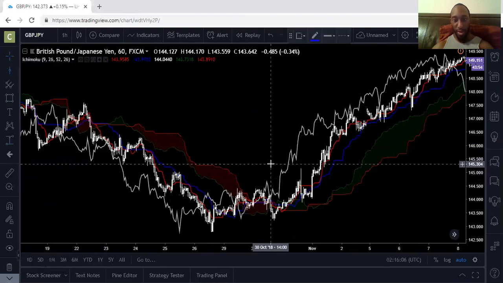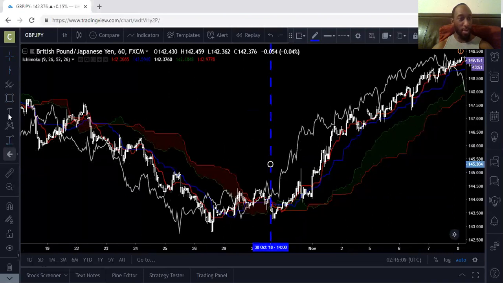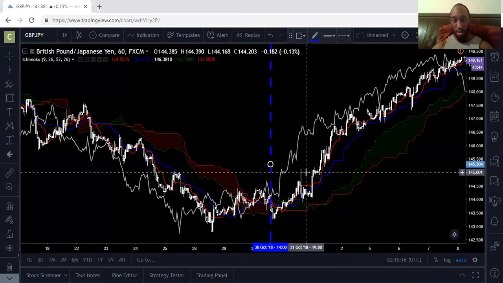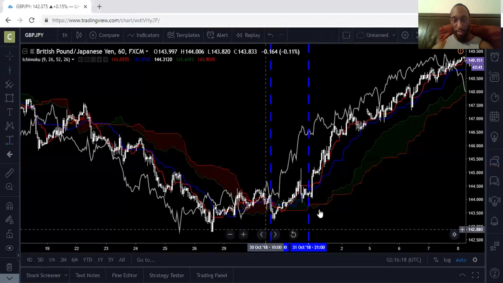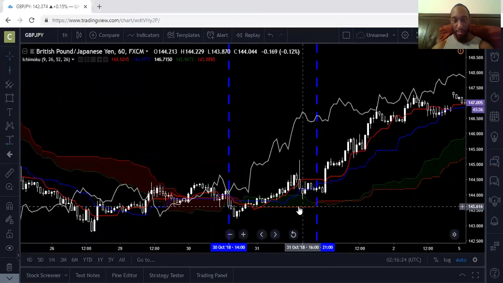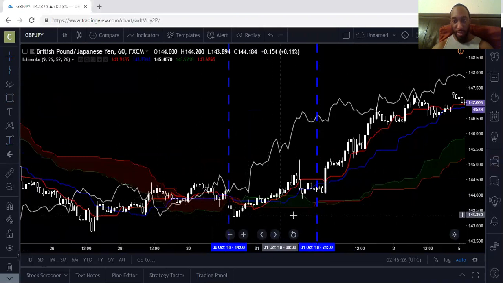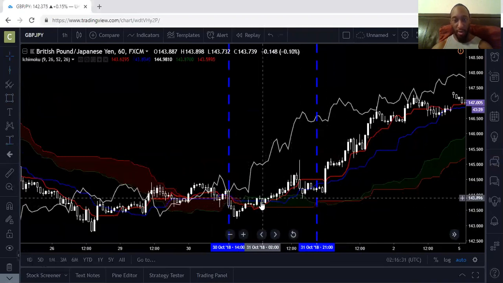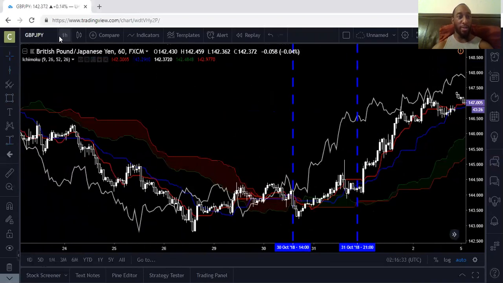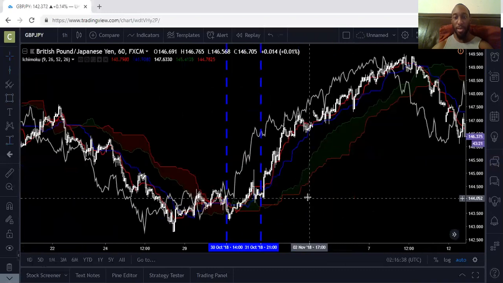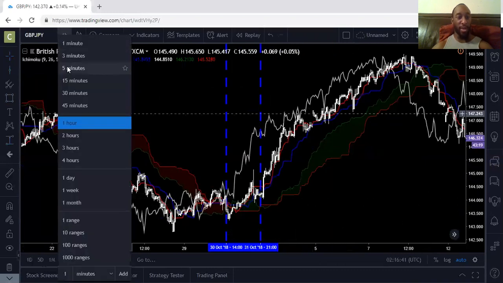So let me go ahead and box this up for you guys. Box here, and box here. The reason why I want to box it here is because the TK cross happened here. So I want to focus in this area. So if we're going to trade the hour time frame, we're going to enter on the 15-minute time frame.